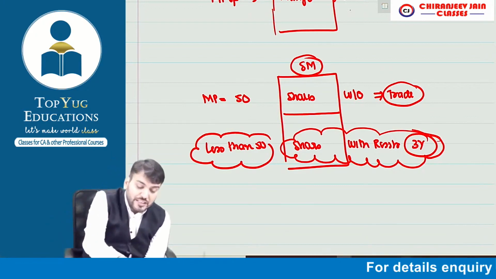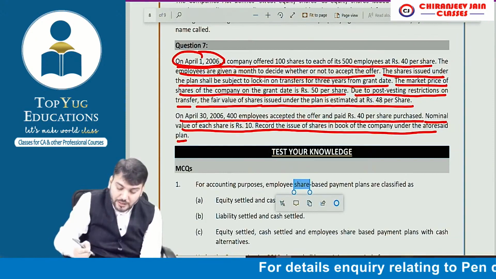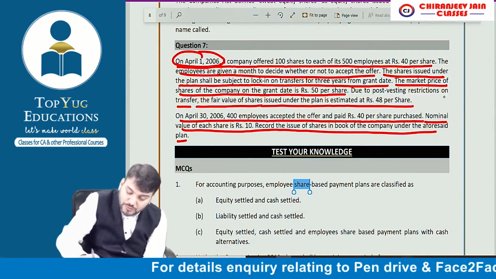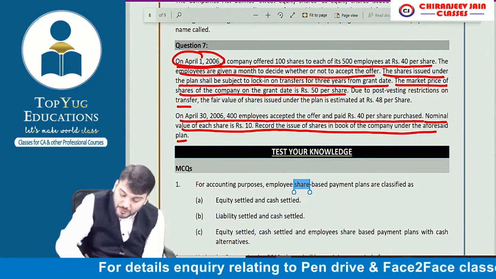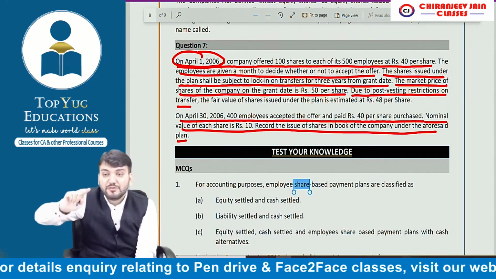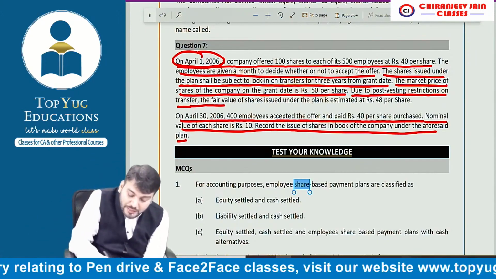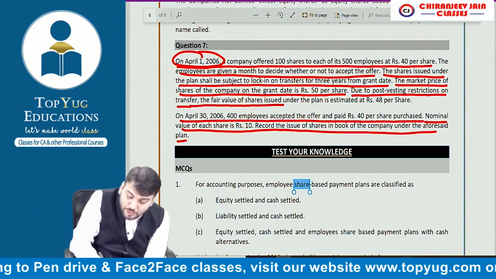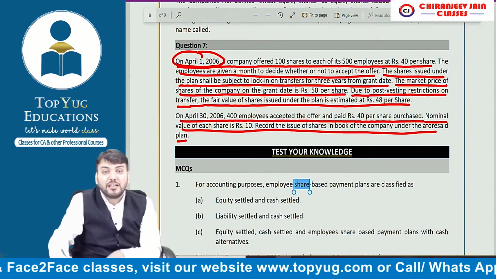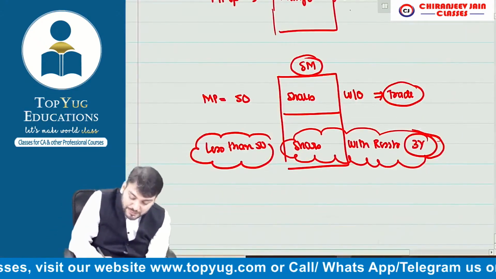And let us check what they have given. Due to post vesting restriction, now you will understand. What did they say? Due to post vesting restriction. Post vesting means once the shares are exercised, on transfer, the fair value of shares issued under the plan is estimated to be 48 per share, which is less than what? 50.